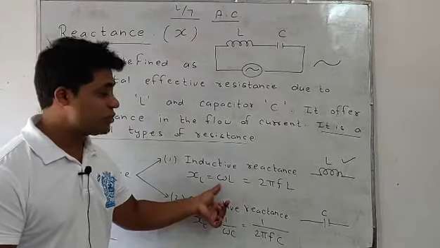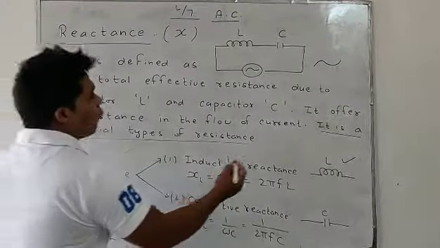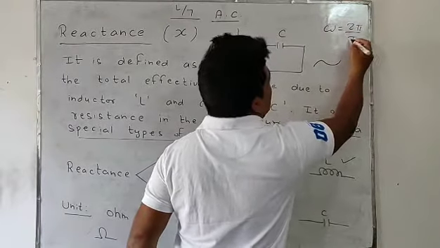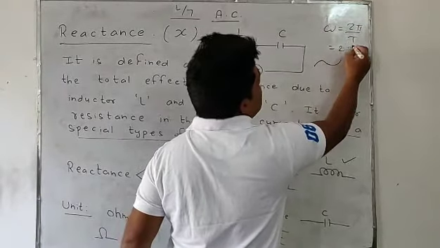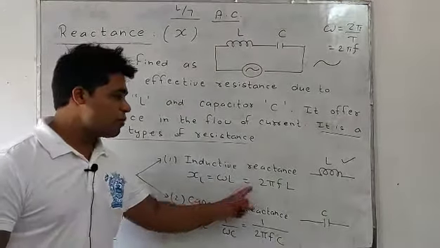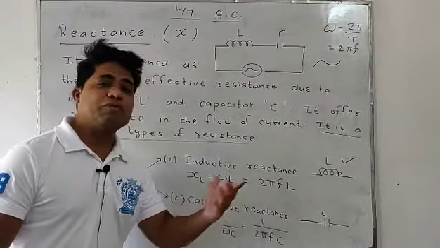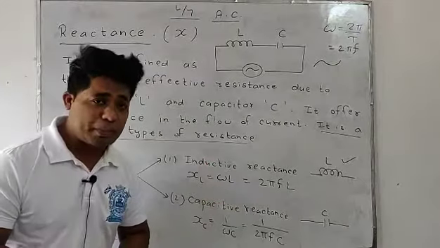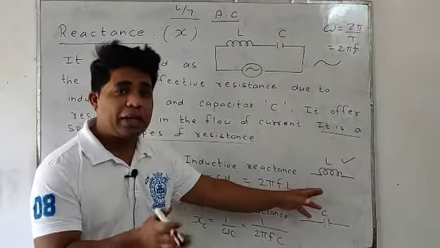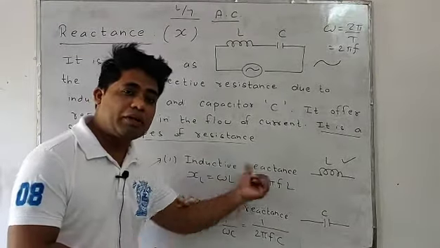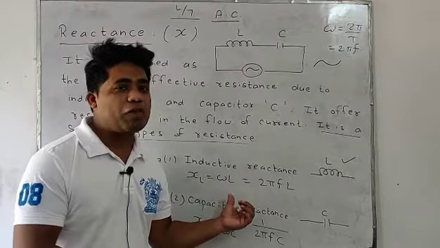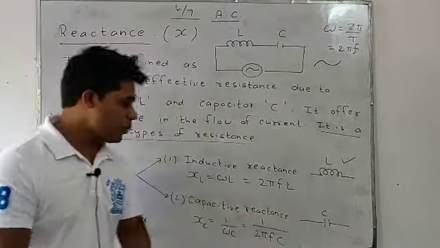Omega is angular frequency. We know the formula for angular frequency is 2 pi by T. The reciprocal of time period is called frequency, so omega is 2 pi F, where F is frequency. So omega is replaced by 2 pi F, and that is the formula of inductive reactance. Resistance produced only by inductor L in a circuit is said to be inductive reactance, XL equals omega L, where omega is angular frequency 2 pi F.